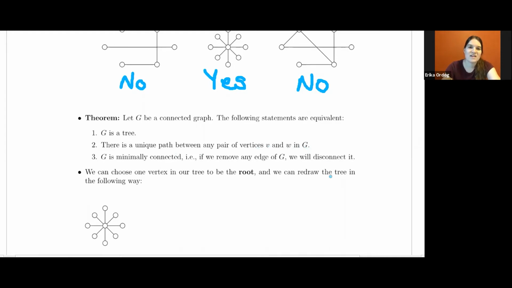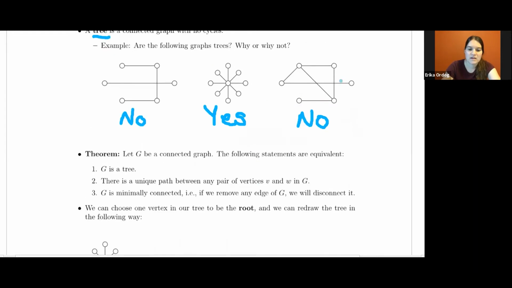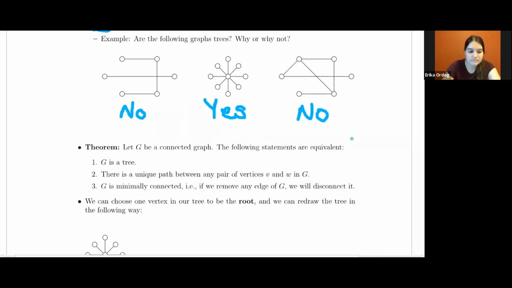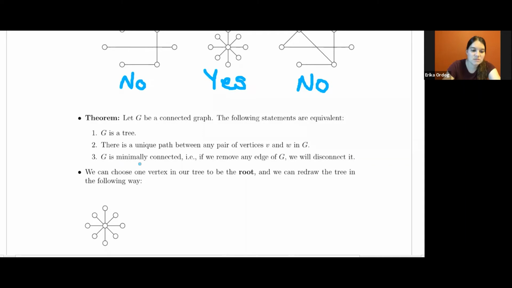Okay, and we can think about why a cycle would prevent that from happening. If we look at the triangle part of this graph here, if we look at a path from, let's say, this vertex to this one, we can go along this edge, or we can go along these two edges. So there's not a unique path between these two vertices. So that's something that would tell you G is not a tree. And then the last statement is that G is minimally connected. And what that means is if we remove any edge of G, we will disconnect it. Our graph will no longer be connected.